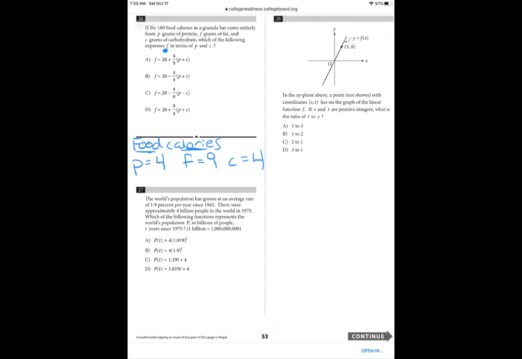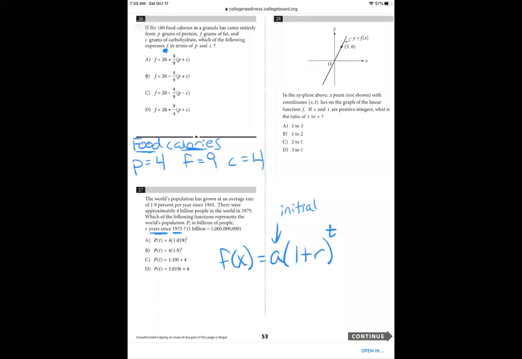For number 27, this is exponential growth. So the formula for exponential growth that you might recall is A parentheses 1 plus R to the power of X, or we're going to put T for time. So A is your initial amount. In this case, that initial amount is going to be the population in 1975 because we are asked for years since 1975. So we need the population in 1975 for our A value.